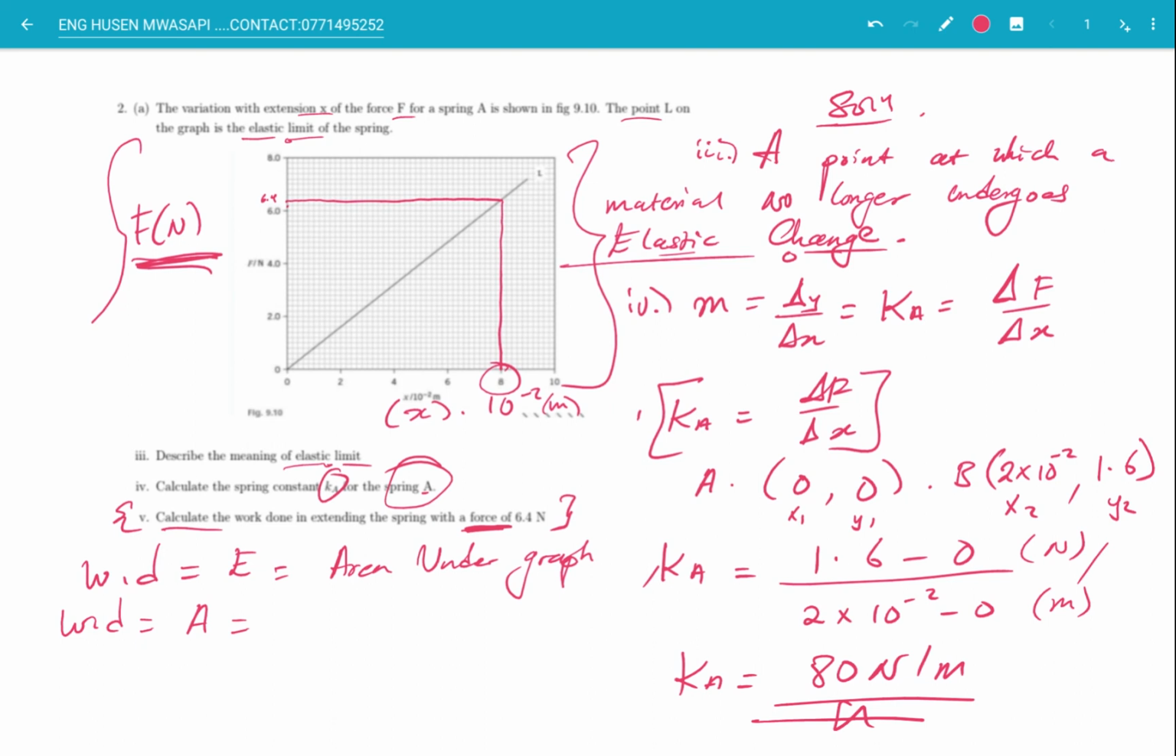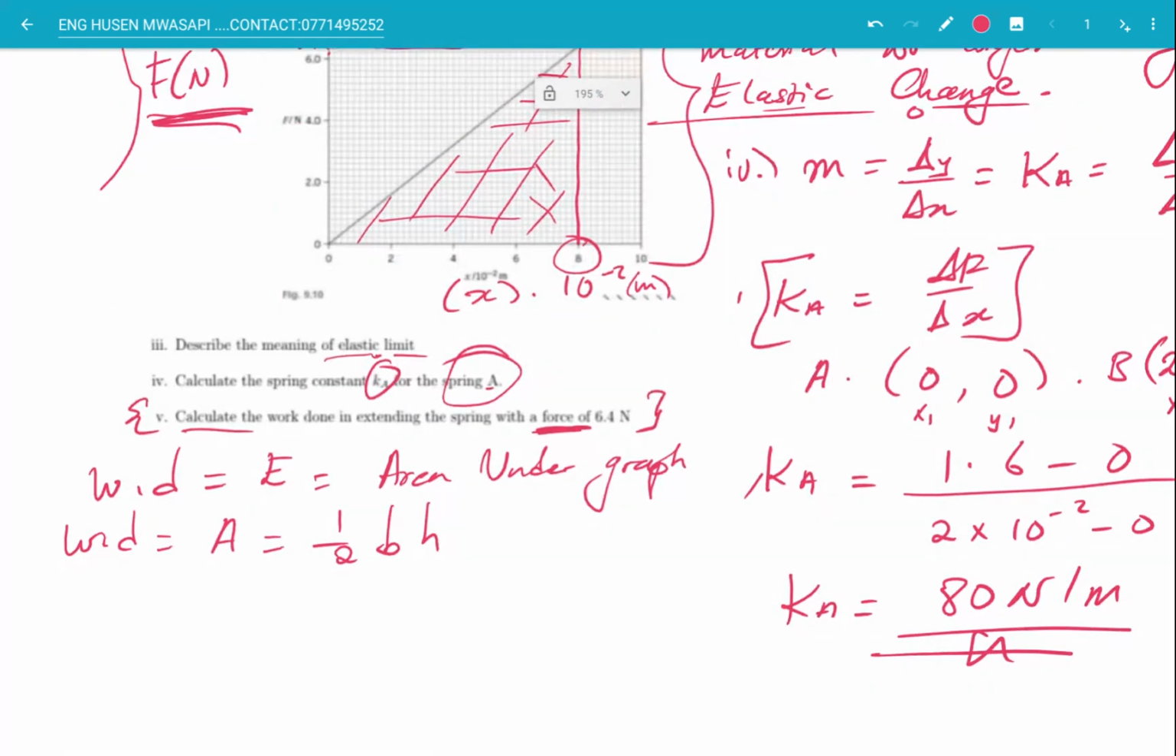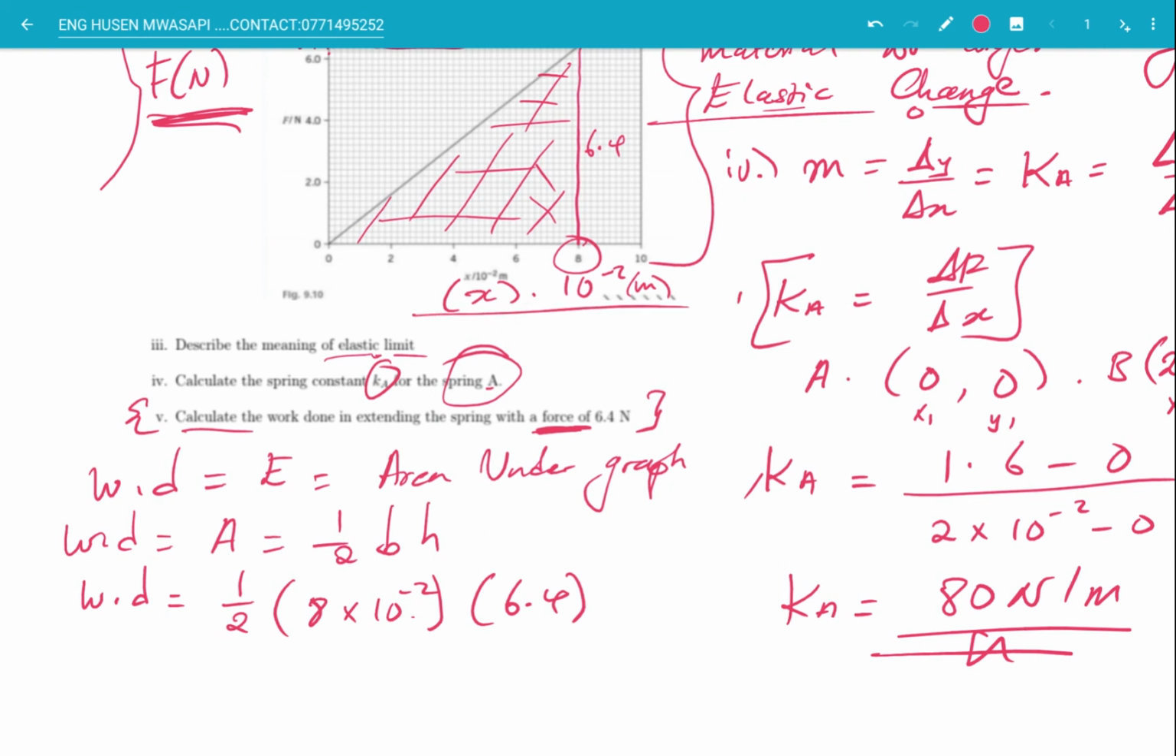And the area is equal to what? What shape is this? This is the shape that we're considering. This is a right angled what? Triangle, and the area of the right angled triangle is 1 over 2 base times what? Height. Now, if you look here, this is going to be 6.4 as your height. So the work done is equal to 1 over 2 times the base, which will be 8 times 10 to the minus 2, times the height, which is 6.4. Remember I'm saying times 10 to the minus 2 because of the conversion factor given here.